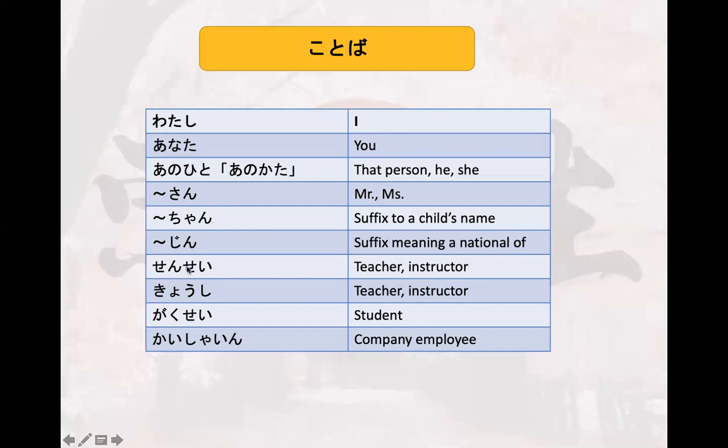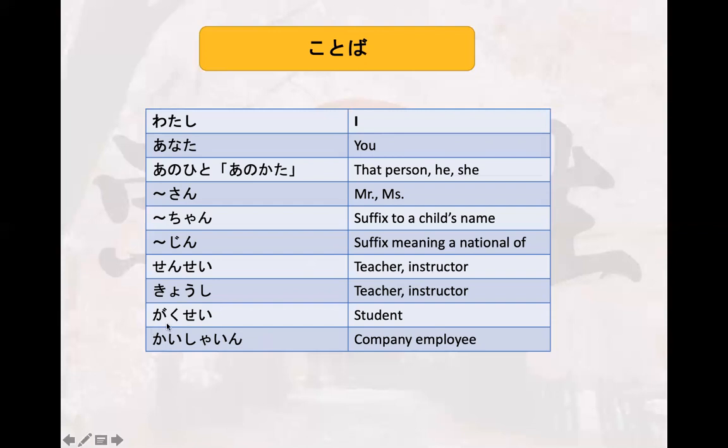Because sensei is only used for addressing, no? Pag nag-a-address tayo. Okay? Wakarimasu ka? Kaya lang in modern times, ginagamit na rin ang sensei as our profession. Okay, so sa mga susunod nating examples, you often hear watashi wa sensei desu, I am a teacher. So ginagamit na rin siya.